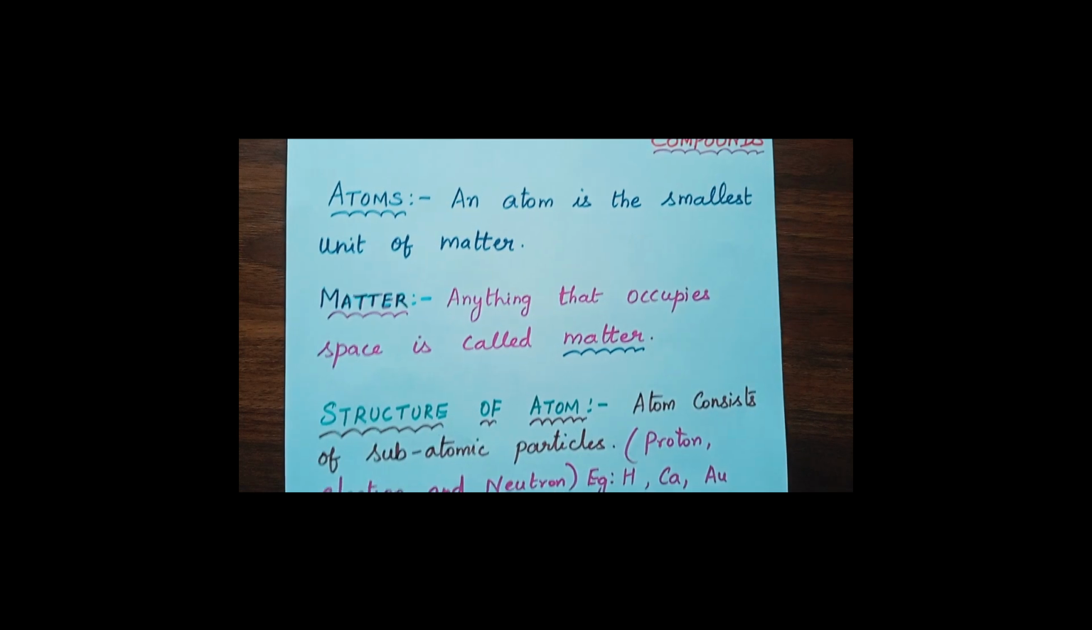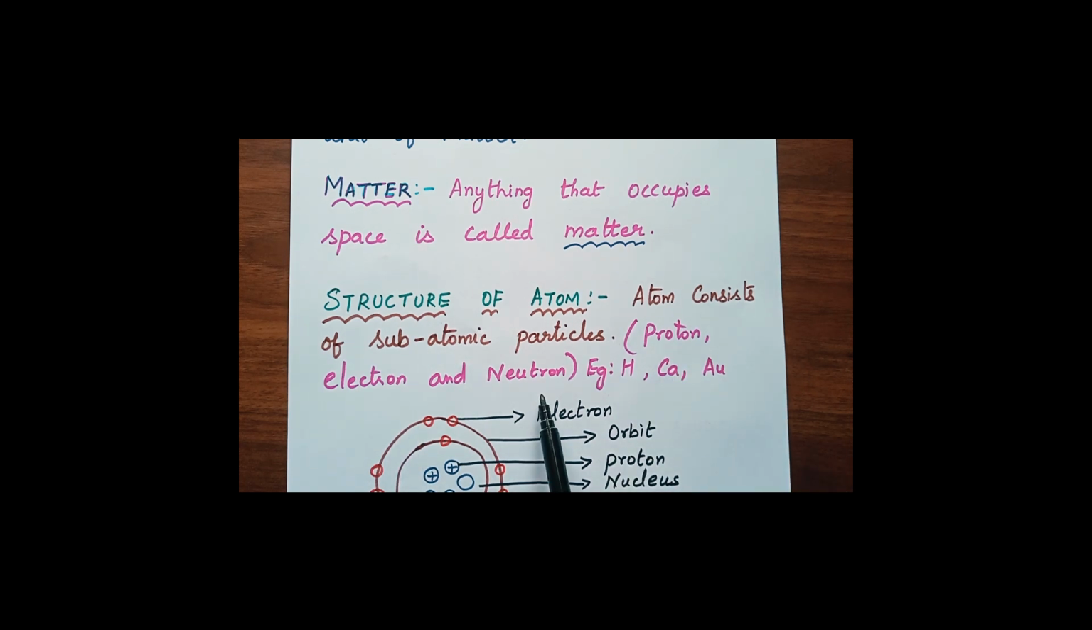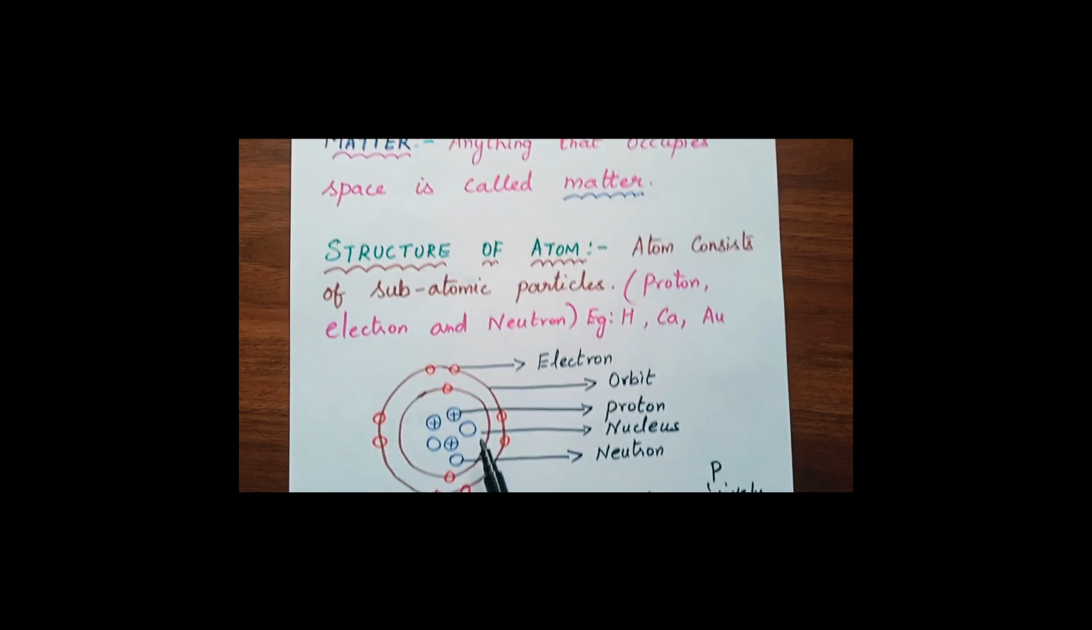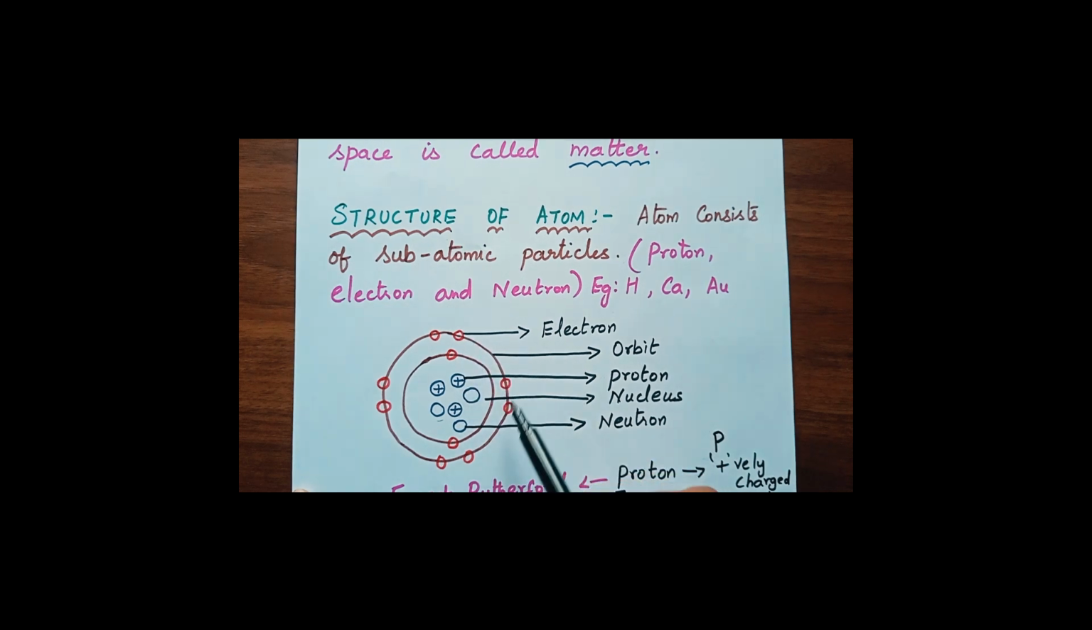Now we see the structure of an atom. An atom consists of subatomic particles like proton, electron and neutron. This is the nucleus, and inside the nucleus we have the positively charged proton and the neutrally charged neutron. Protons and neutrons together are called nucleons. They are present inside the nucleus, and the electrons, the red ones, revolve around the nucleus in an orbit, and this is the orbit.